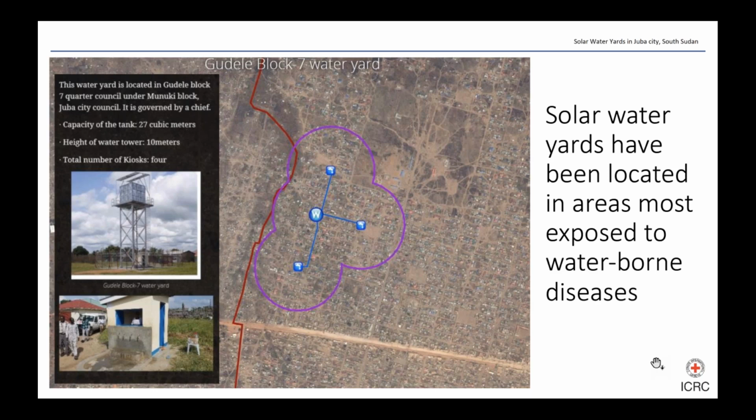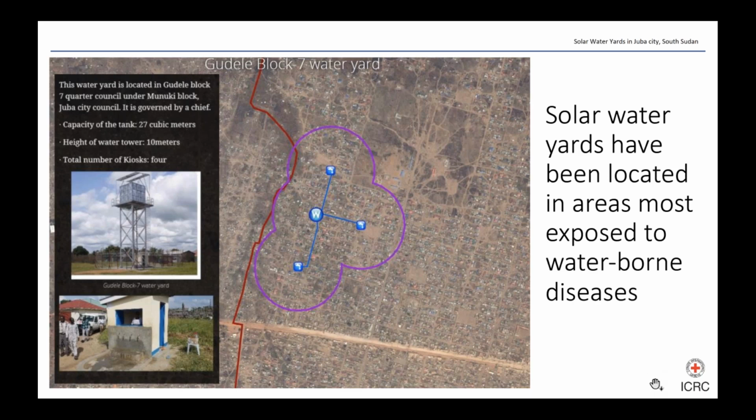Each of the solar water yards is connected to between 2 and 4 so-called water kiosks. Each water kiosk has 4 taps, and this allows between 8 to 16 people to collect water at the same time. The kiosks are constructed as far as 400 meters from the water tower, and this reduces the distance that people walk to collect water.